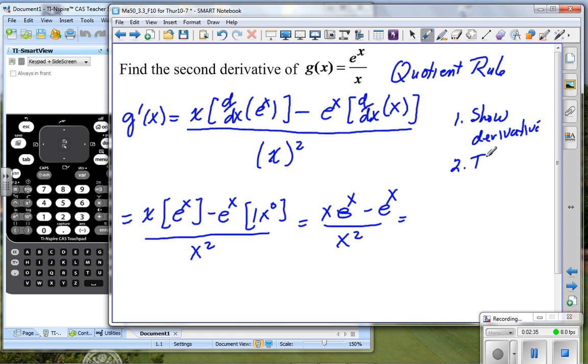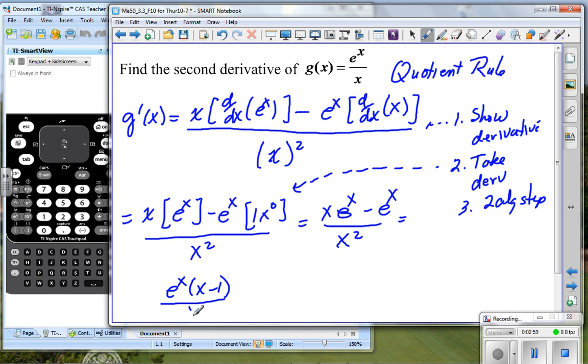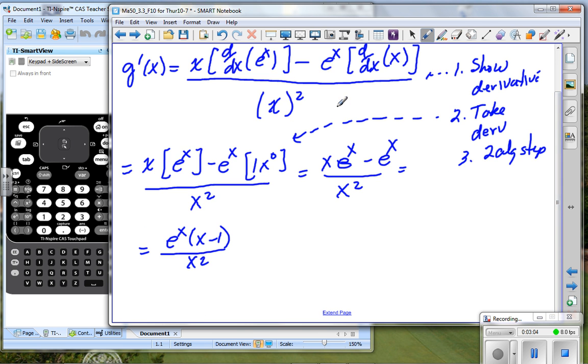Let's go back and remind ourselves we need to have a step where we actually take the derivatives. So this would be this step over here. And then we have at least 2 algebra steps. And so we can factor out an e to the x in the numerator, and we'd have x minus 1 divided by x squared. So our first derivative is equal to what we see on the screen, and I'm going to write this so that it looks a little more like a square.